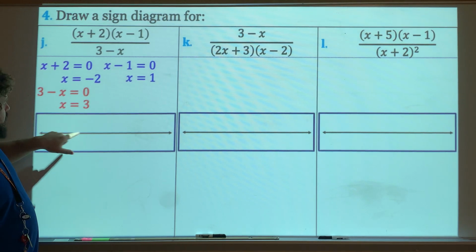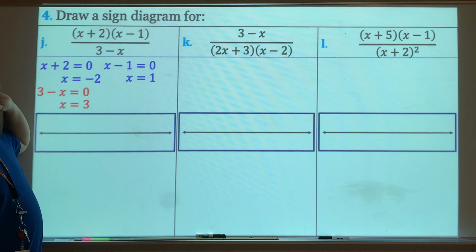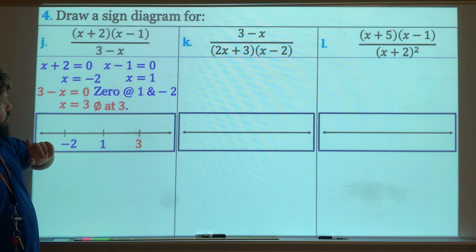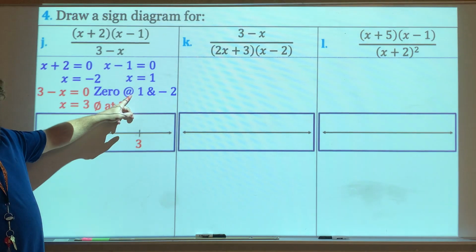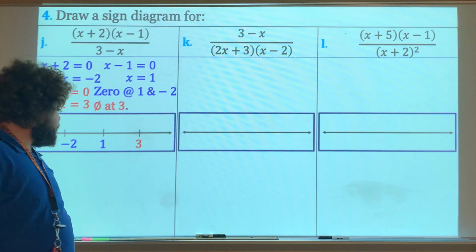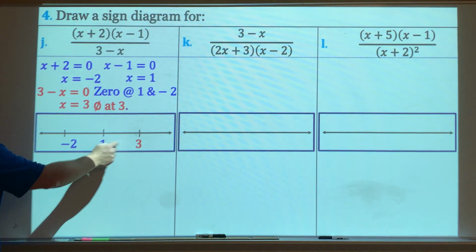So now I have 1, 2, 3 pieces here. I have zeros at negative 2 and 1. And I have undefined at 3. This little symbol right here, that's the at symbol. So negative 2, 1, 3.